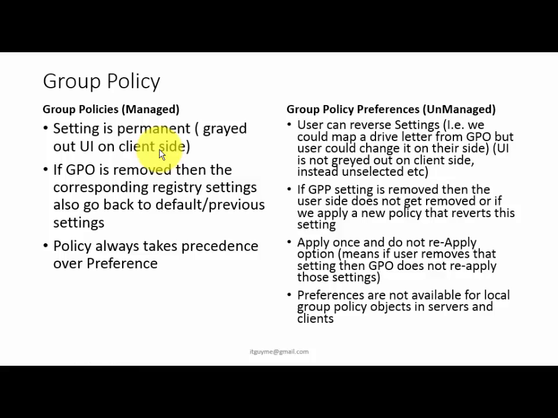When we implement a policy, when we implement a preference, it's not grayed out, and the user can actually change that from the user side. Any one user can change that on the client side. So suppose there's a folder redirection. A user can change that setting as well. There's a printer mapped to that, so you can unmap that as well. So the user has an option on the user side to change the preferences, but not the policies.